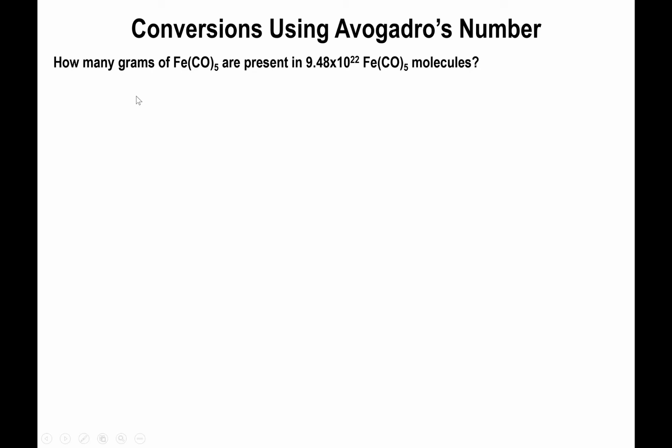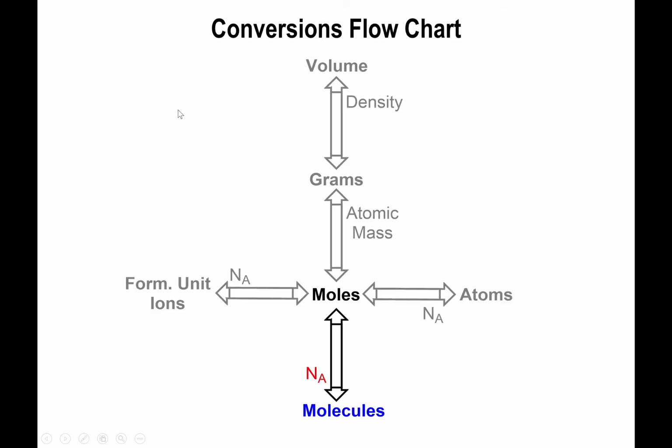We want to find out the mass in grams of FeC5O5 present when you have 9.48 times 10 to the 22nd molecules of that compound. So the first thing we do is we acknowledge the fact that we are looking for grams and we're starting with molecules. So we're going to write down the value, 9.48 times 10 to the 22nd molecules, and we look at the roadmap. For molecules, the only place we can go is into moles.